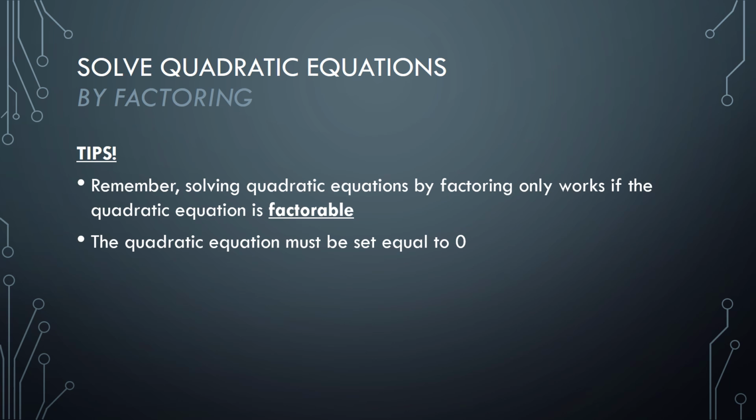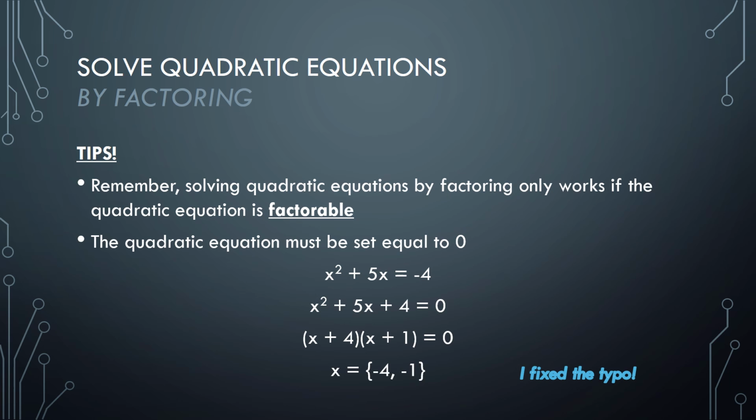Some equations may not be set equal to 0, and you'll just have to figure out what you need to do. Here's an example. X squared plus 5x equals negative 4. That does not equal 0. So what do I need to do? Well, if I add 4 to both sides, then I would end up with x squared plus 5x plus 4 equals 0. It's that simple. Now it is equal to 0, and I can solve. This is the factored form, and that means the solutions would be negative 4 and negative 1. Oh, that should be negative 1. Always typos.